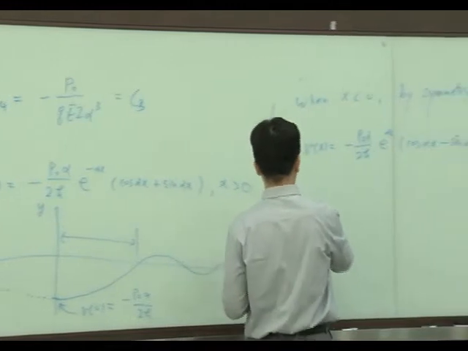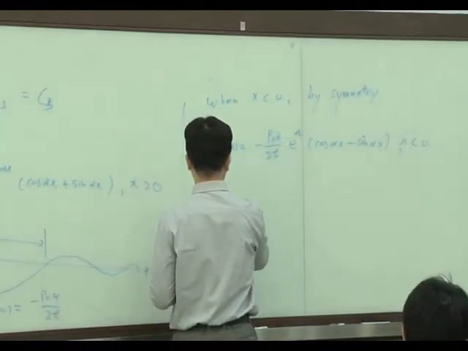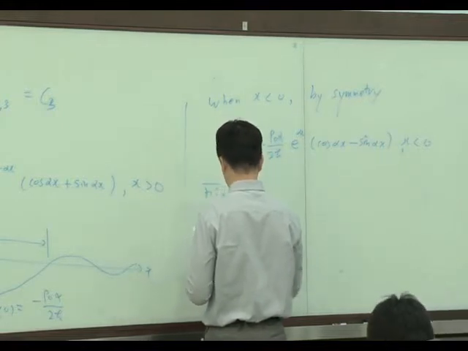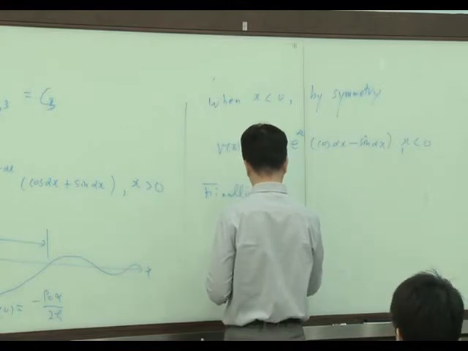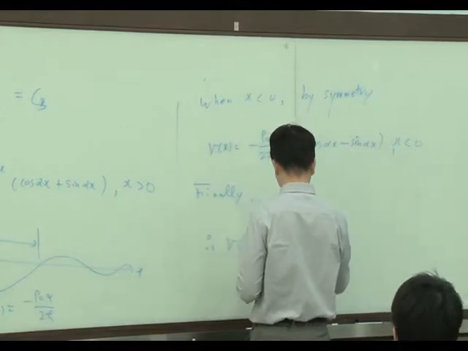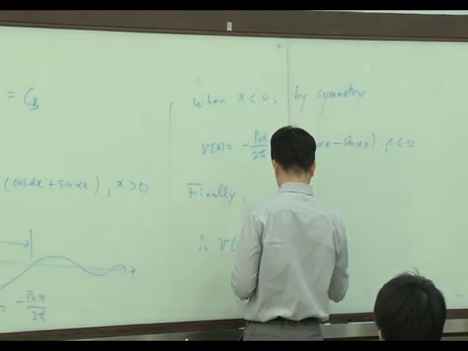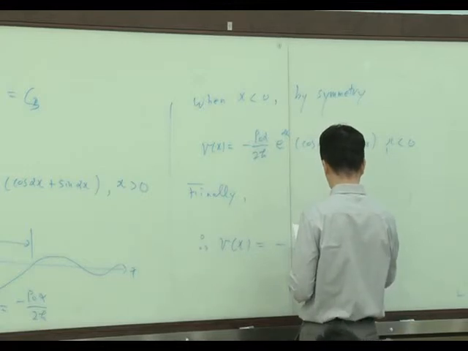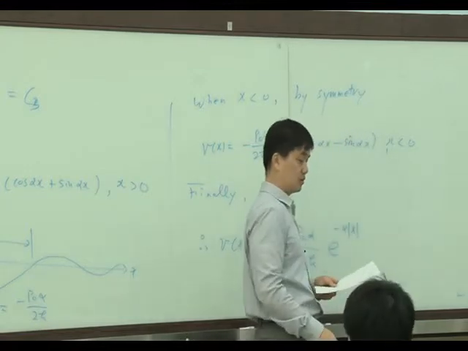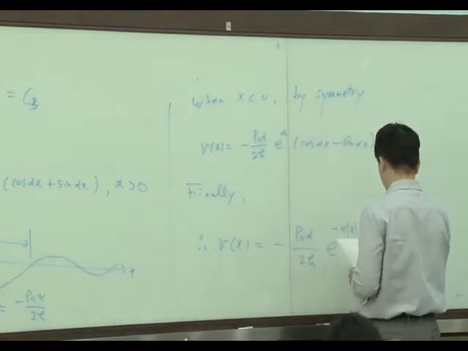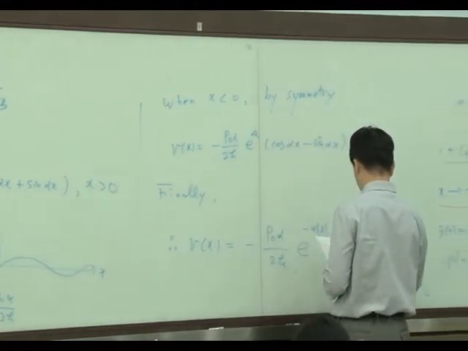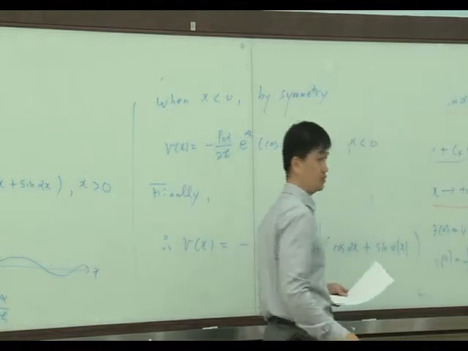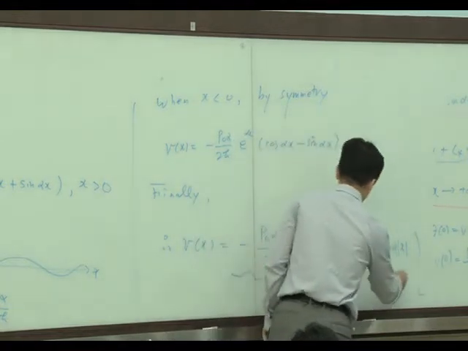And finally, considering left and right parts, we can have a solution: P0 alpha over 2k, e to the minus alpha absolute value of x, cosine alpha x plus sine alpha x. This is the final solution here. Okay.